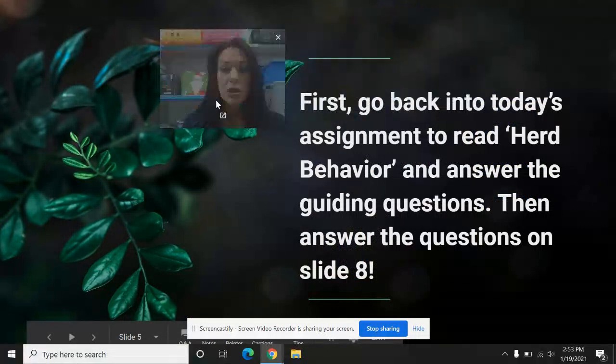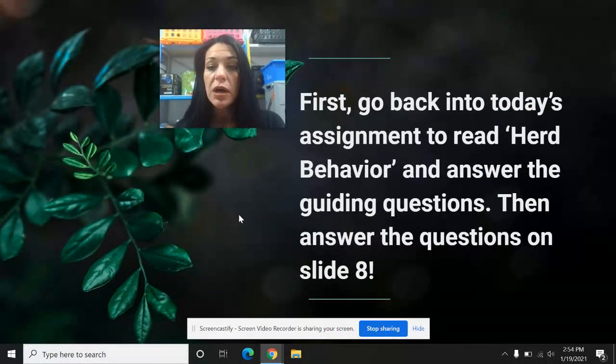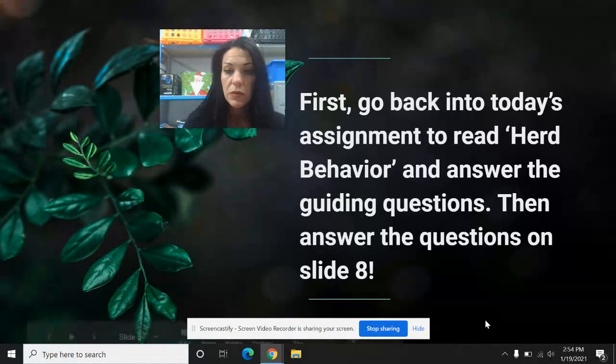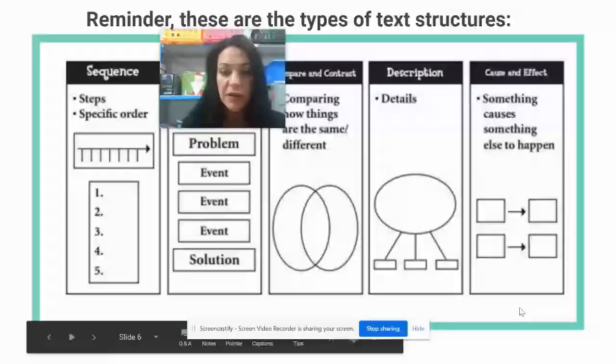Okay. So, like I said, it says first go back into today's assignment to read Herd Behavior. What that means is that, remember how Edpuzzle sometimes is a separate link. So it will say CommonLit, and there'll be a link there. And you're going to click on CommonLit and it'll take you to it because it's interactive. So we're going to go to that. And we're going to look at everything too.